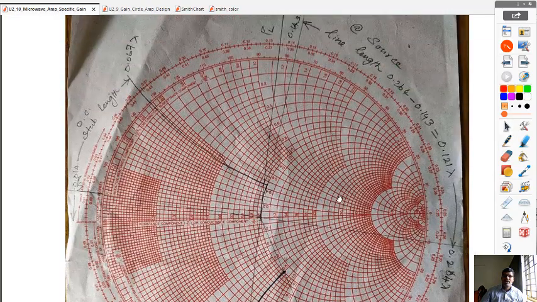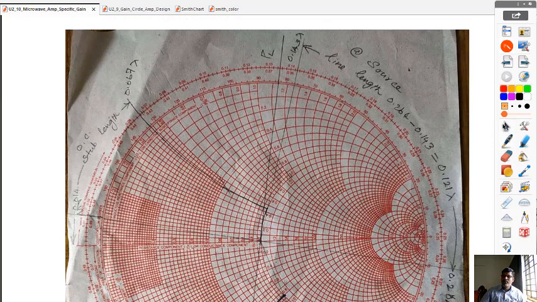For that, you draw a straight line passing through the point where you left the unit circle on the Smith chart. This is the point at which we left the unit circle. Now you draw a straight line from the center of the chart through this point.